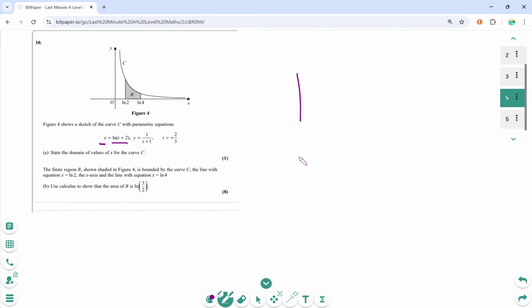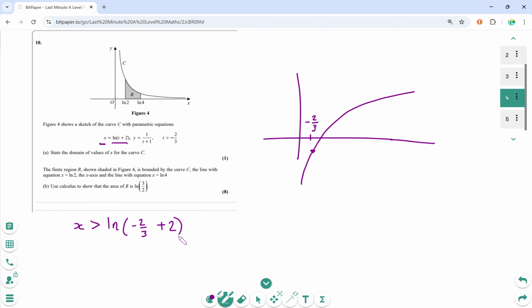ln is quite a nice graph because it just keeps going up, which means if we sub in t, say it's here, -2/3, x is just going to be everything bigger than that. So we just sub in the -2/3, so x is going to be everything bigger than ln of -2/3 plus 2, which is ln of 4/3. x has to be bigger than ln 4/3. There's no nice way to simplify that, and it's just going to be some weird decimal if we put it in the calculator, so we can just give our answer as ln 4/3.